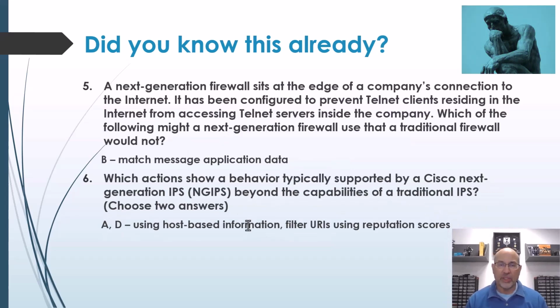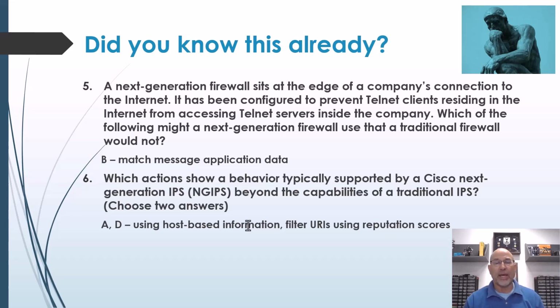Question number 5. A next generation firewall sits at the edge of the company's connection to the internet. It has been configured to prevent telnet clients residing in the internet from accessing telnet servers inside the company. A wise choice. Which of the following might a next generation firewall use that a traditional firewall would not? And that was B, match message application data. So, right, that is the ability to look inside and see what's happening inside the packets and what actual commands or messaging might be there.